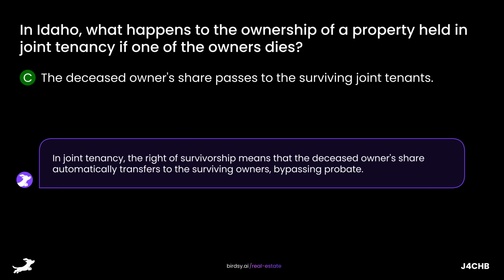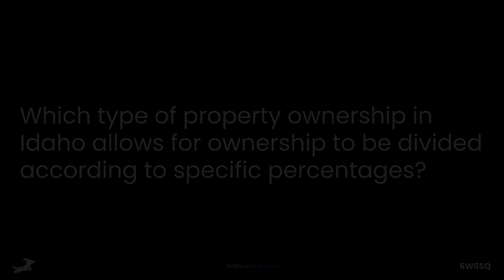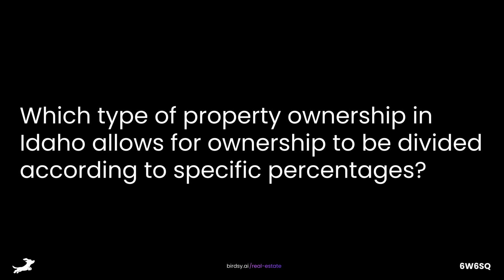In joint tenancy, the right of survivorship means that the deceased owner's share automatically transfers to the surviving owners, bypassing probate. Which type of property ownership in Idaho allows for ownership to be divided according to specific percentages?